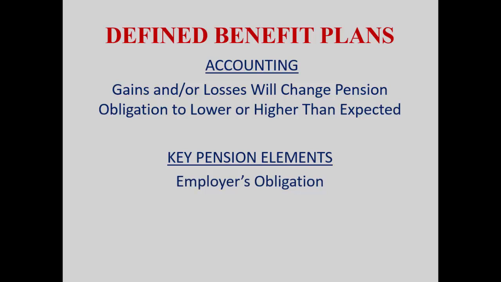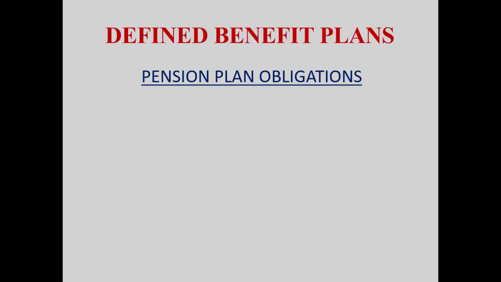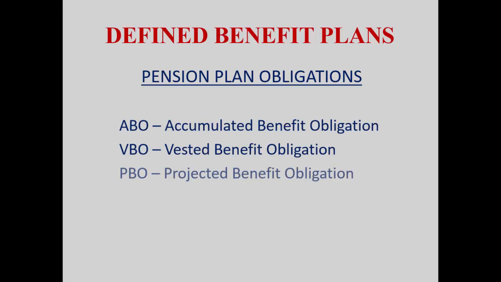Now, what are the key pension elements? The employer's obligation. They need to fund the plan assets. And then there's recording of periodic pension expense. So first, what are the obligations? Well, the ABO, that's what's accumulated to date. The VBO, that's what has been vested, the vested benefit obligation, what the employee has vested. And the PBO is the projected benefit obligation. So this is just 3 ways to calculate the obligation. We're going to focus on the PBO.